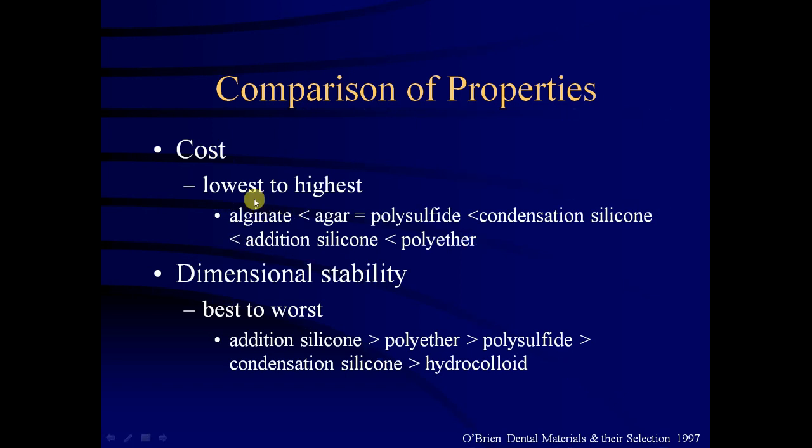According to cost, lowest to highest. As you know, alginate cost is very low. Alginate, agar, polysulfide, condensation silicon, addition silicon, and polyether. Polyether is very expensive. Dimension stability best to worst: addition silicon, polyether, polysulfide, condensation silicon, and hydrocolloid.